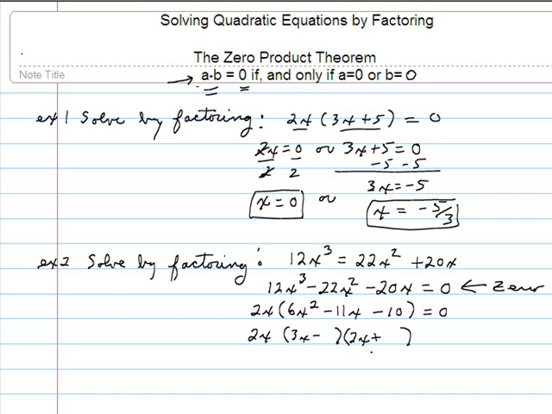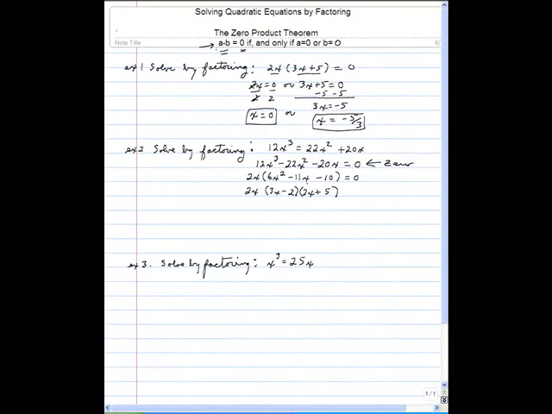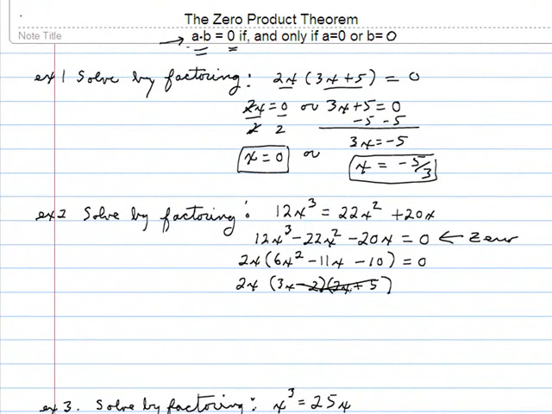Now I need to get an 11 in the middle with a 10 on the end, so I could go 5 and 2. That would give me the 10 on the end, but that gives me 15x plus negative 4x, which is positive 11x. That's the wrong center term. So I'm going to rewrite it with the signs changed: 3x plus 2 times 2x minus 5. And that should correct the problem of center sign.